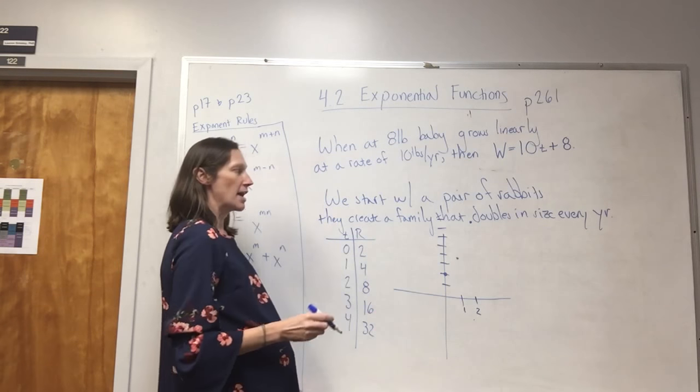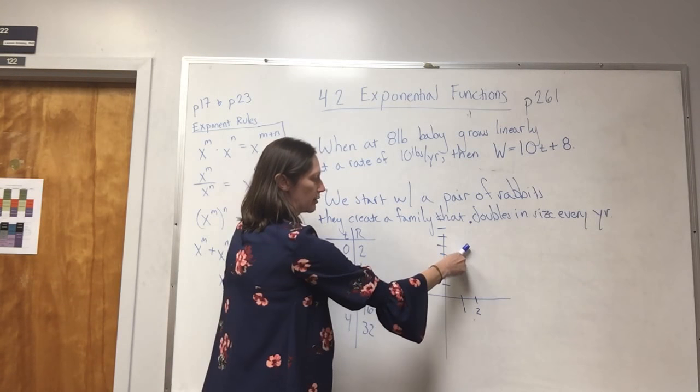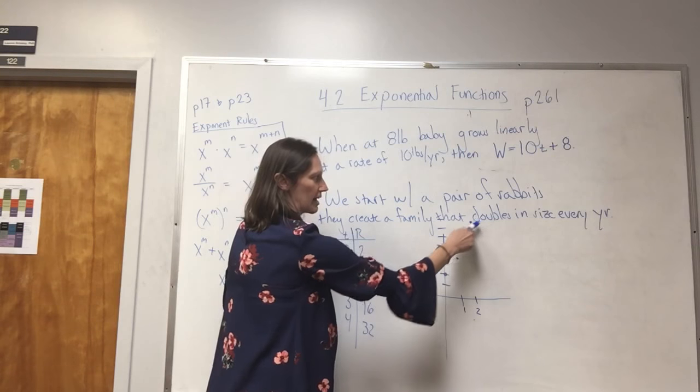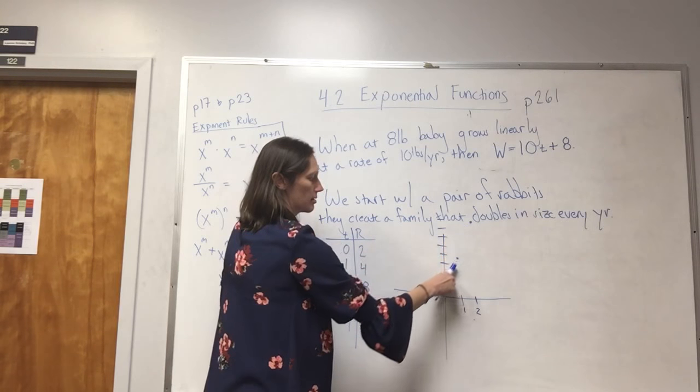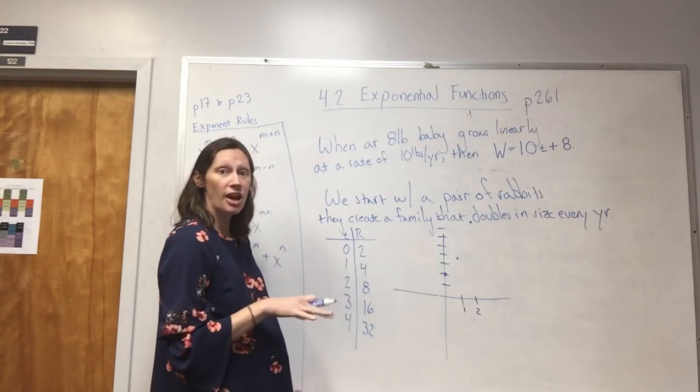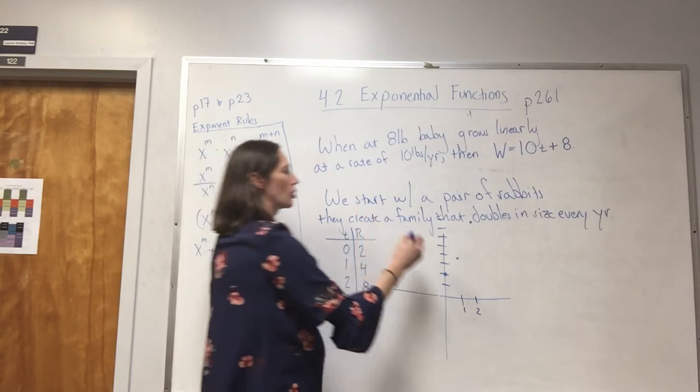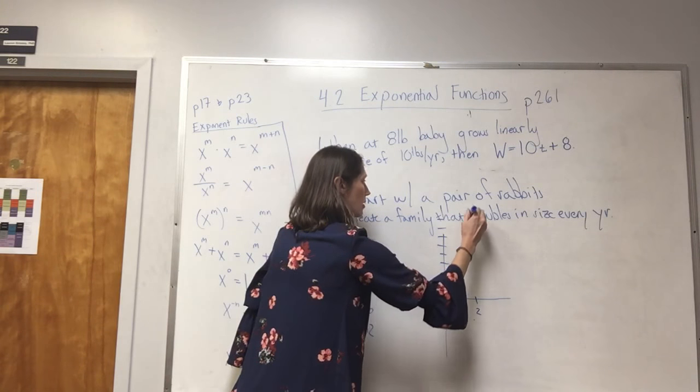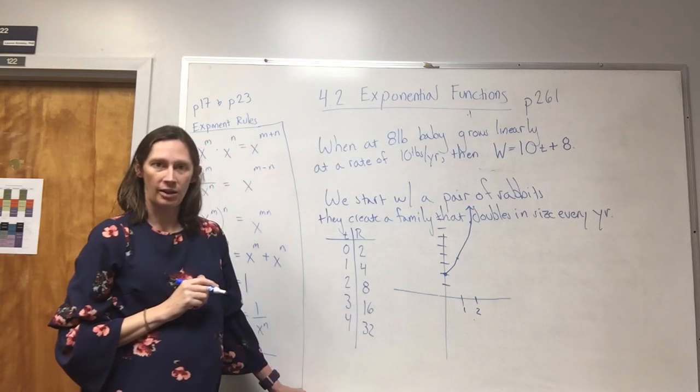All right. If I connect these, they will not be a line. If I try to make a line, I can't hit this point. If I try to make a line through here, I'm not going to hit that point. These are not in a line. These are on an exponential curve that looks like the following.